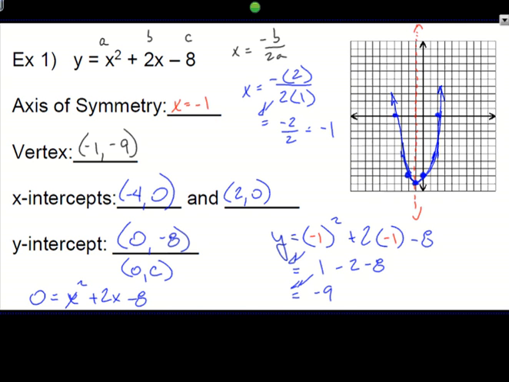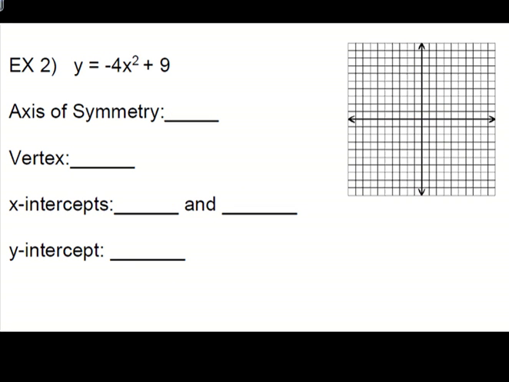Looking at example 2. In example 2, I first want to find my axis of symmetry. Remember, the axis of symmetry is x is equal to the opposite of b over 2a. So with this right here, it's always a good idea to go find my ABCs. Finding the ABCs, remember, is always as easy as 1, 2, 3. So A is -4. B in this case is 0, because there is no x term. And C is 9.